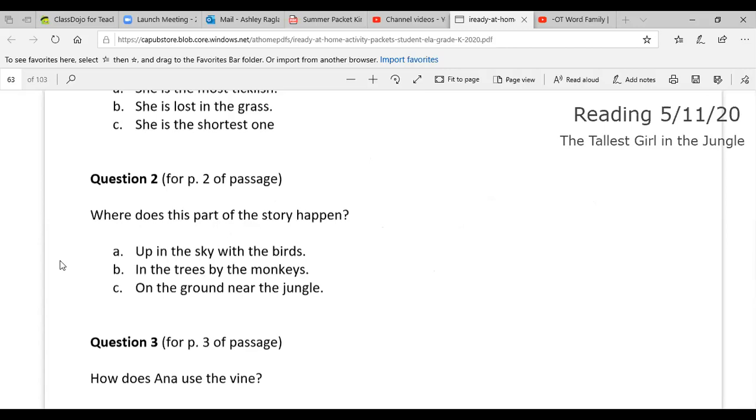Was she up in the sky with the birds yet? Not yet. Was she in the trees by the monkeys? Not quite there yet. Was she on the ground near the jungle? Yes, she was actually on the ground in the jungle. So let's go ahead and put C for number 2. Let's put letter C for the answer of number 2.